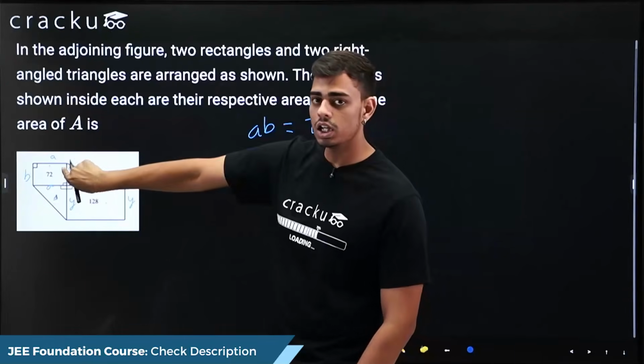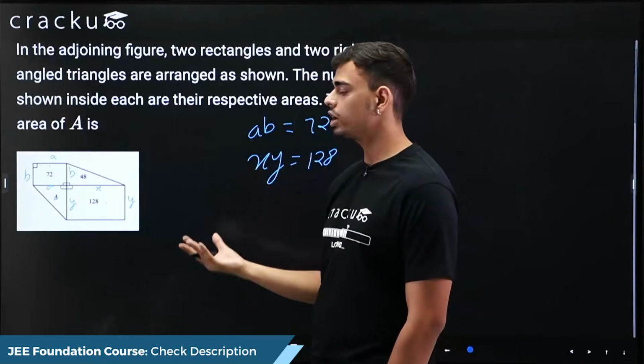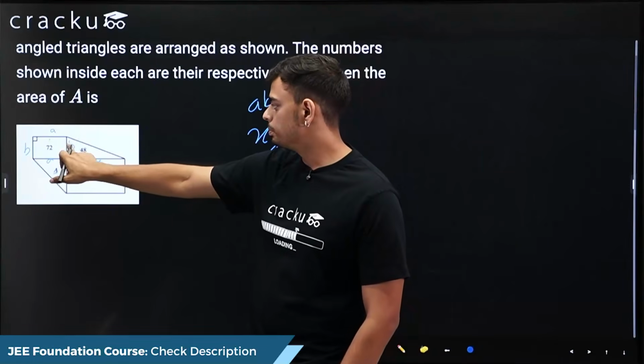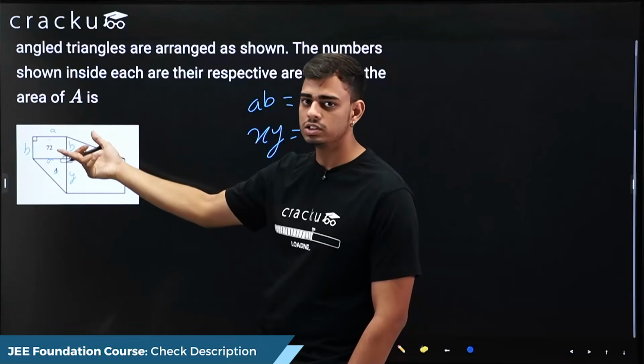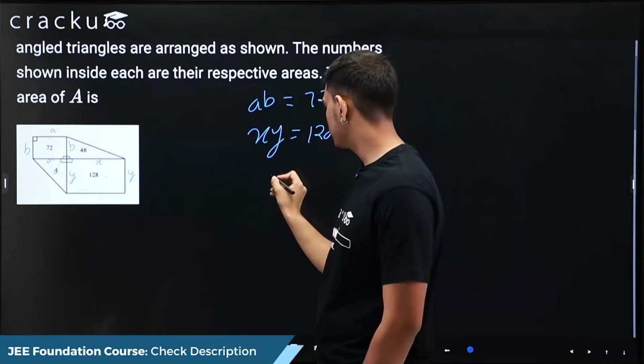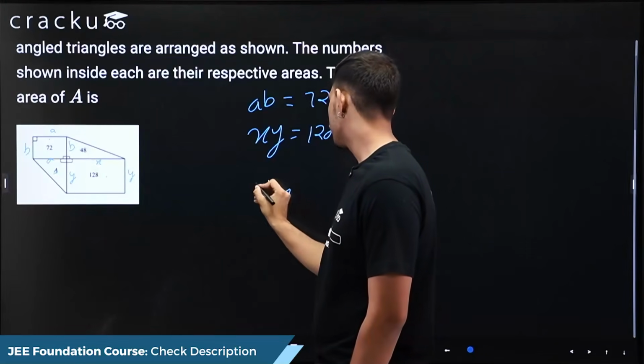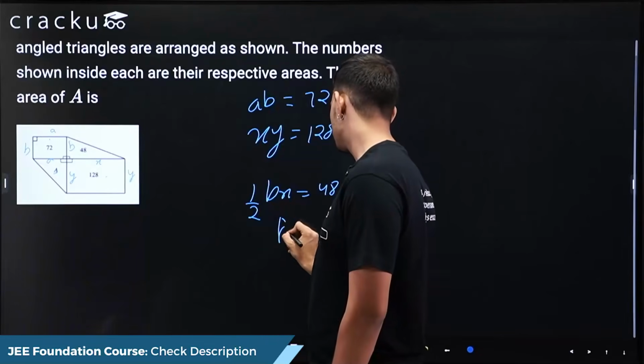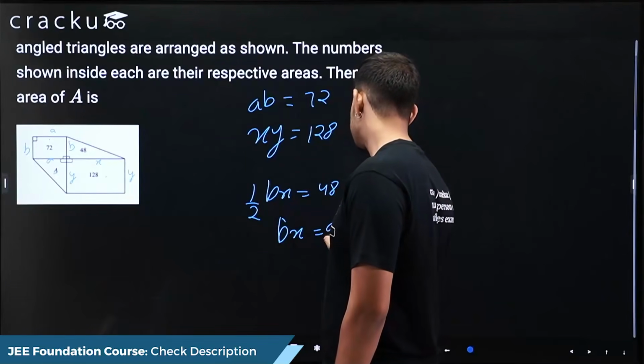For this triangle, what is the formula for the area of a triangle? Half into base into height. And in a right angle triangle, the base and height are the smaller sides only, that is bx. Half of bx equals 48. bx comes out to be 2 into 48, 96.